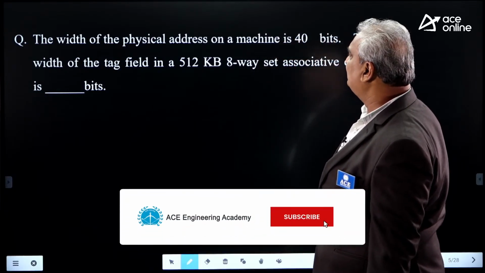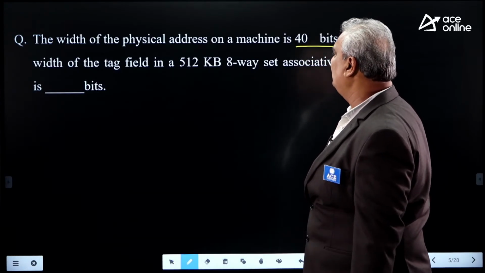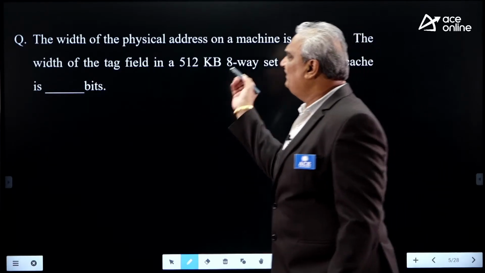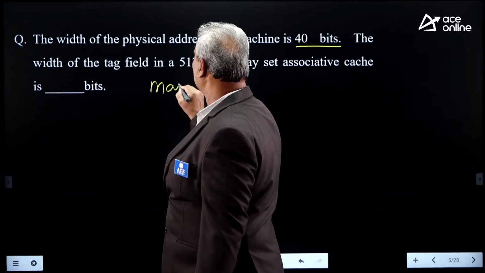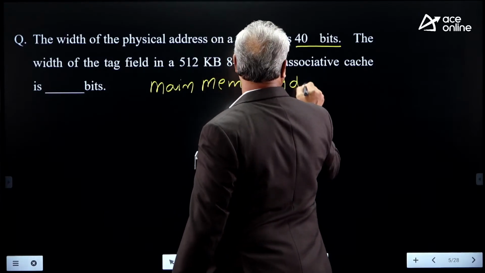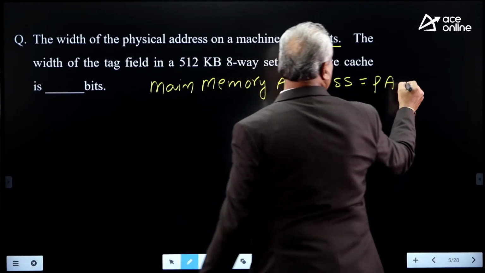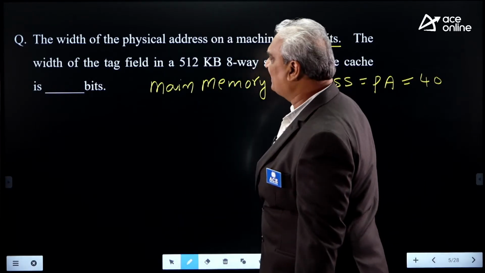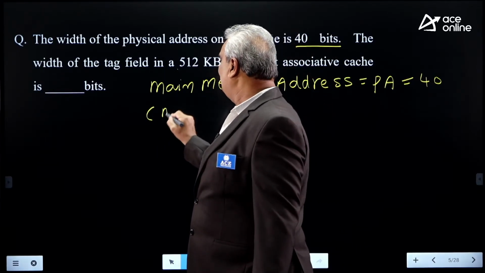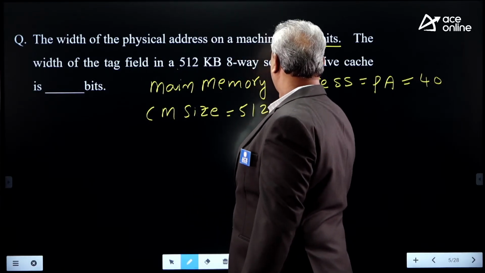Next, the width of the physical address on a machine is 40 bits. The width of the tag field in a 512 KB 8-way set associative cache is dash bits. What is the physical address? Main memory address is also known as physical address, simply PA. How many bits does it have? 40. What is the size of cache memory? 512 KB. CM size, cache memory size, is equal to 512 KB.